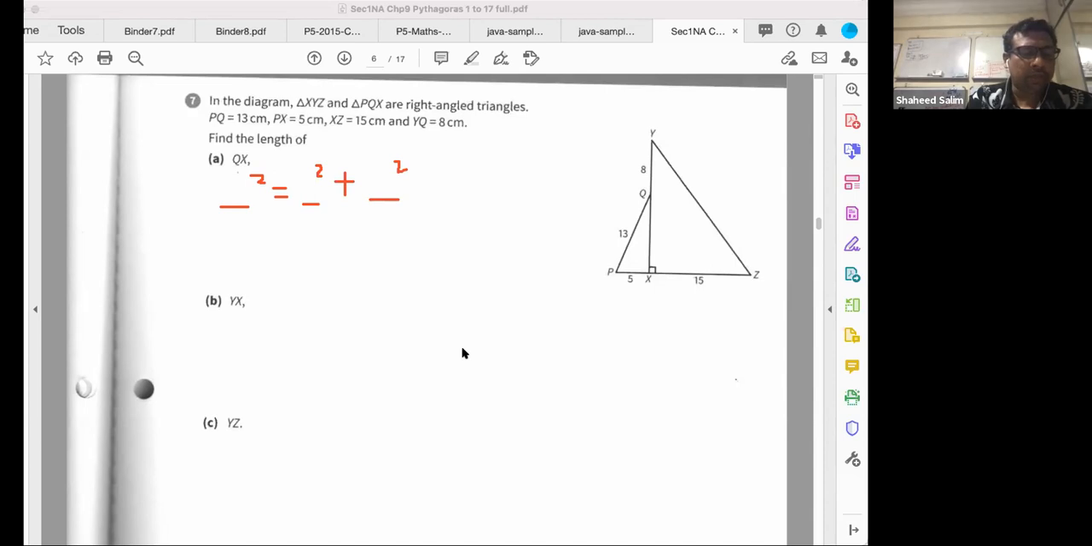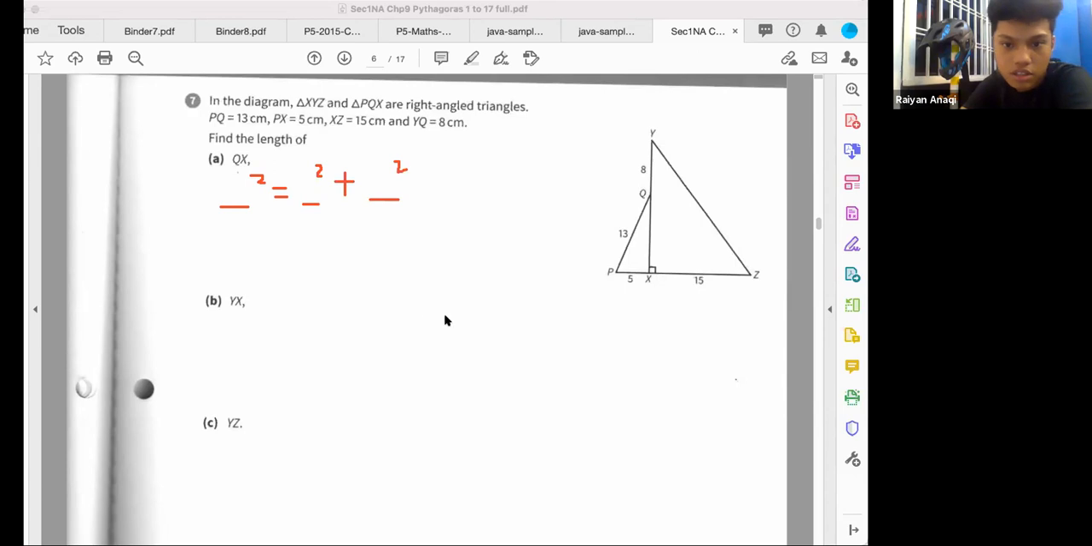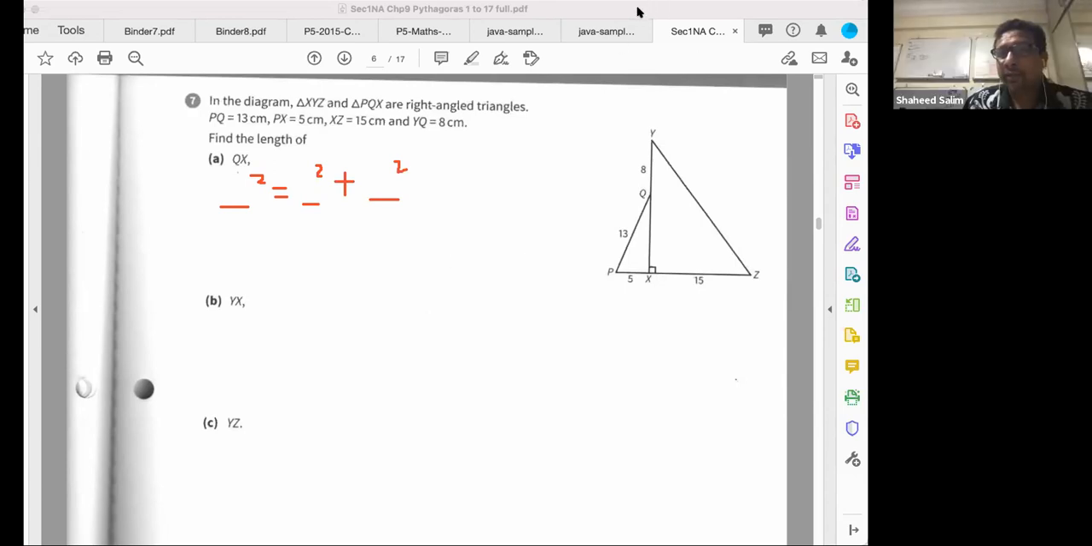Is this for this question, or the earlier one? This one. Let us see one by one. Where is the triangle first? The triangle is here, the triangle of the first one. Now we fill up. The hypotenuse is 13, so this is 13 square. I'm going to go through one by one. The equation: 13 square equals 5 square plus QX square.